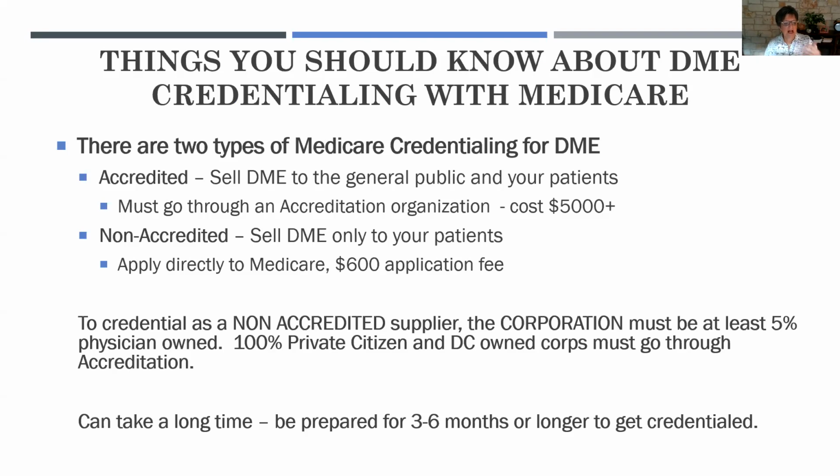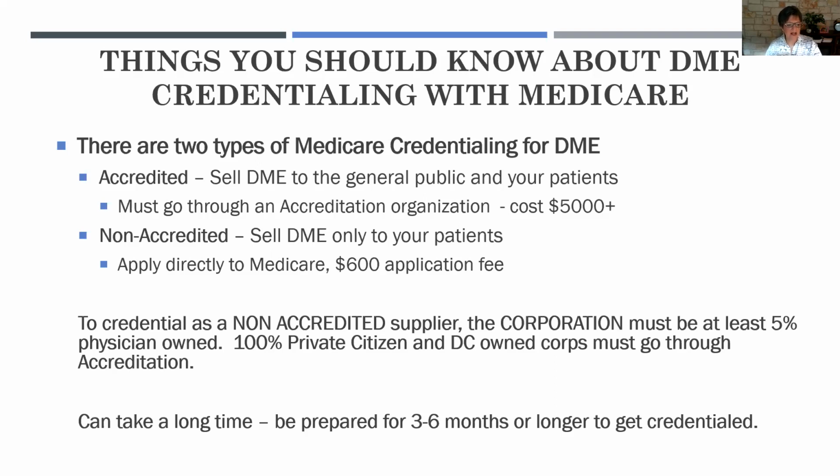And to do that, you would apply directly to Medicare. Now, if you have to be accredited, and some types of providers actually do have to go through accreditation, even though you're only selling it to your patients, the cost of accreditation could be upwards of $5,000 or more, depending on what needs to be done. So to apply as a non-accredited supplier, and you're going to sell DME only to your patients, all that is required is a direct application to Medicare, and you have to pay the Medicare application fee, which is right now sitting at around $600.